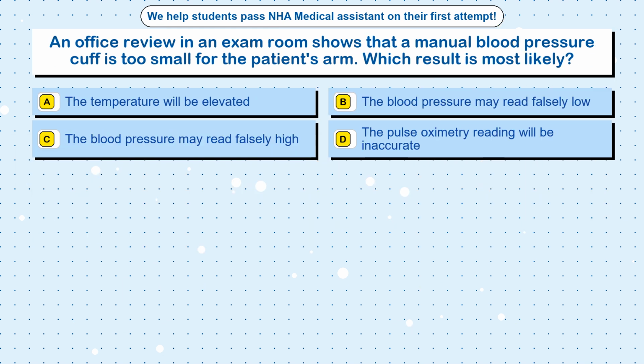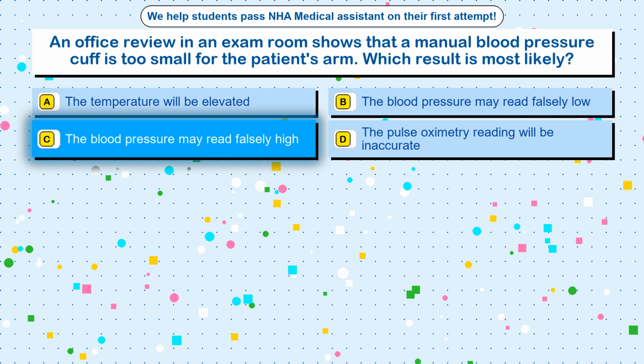Question 56. An office review in an exam room shows that a manual blood pressure cuff is too small for the patient's arm. Which result is most likely? Option A. The temperature will be elevated. Option B. The blood pressure may read falsely low. Option C. The blood pressure may read falsely high. Option D. The pulse oximetry reading will be inaccurate.